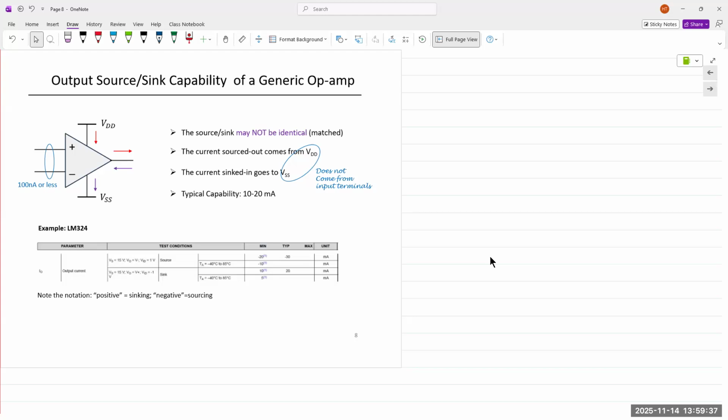VDD goes in, so it sources out of the op amp. VSS, the negative supply rail, goes out, and so it pulls or sinks current from the output. Okay. Typical current capability is 10 to 20 milliamps. There are higher powered devices too, but it depends on the application. Typical ones that we use in the labs and for circuits are 25 milliamps or less. Okay.